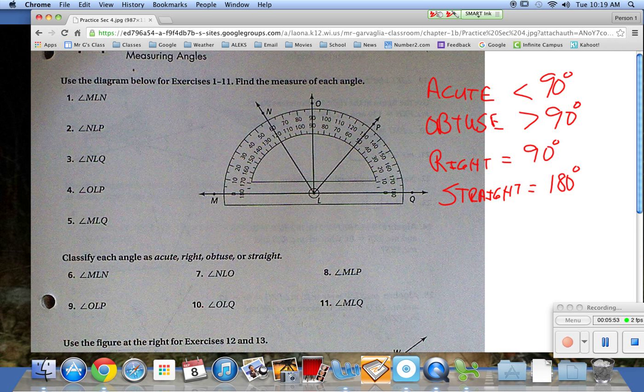All right. So, Tyrese, let's talk about these angles. MLN. What kind of angle is that? It's an acute angle. Megan. Number 7. NLO. What kind of angle is that? Acute. Ken. MLP. What kind of angle is that?